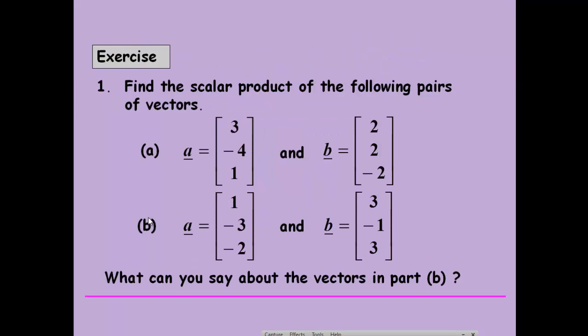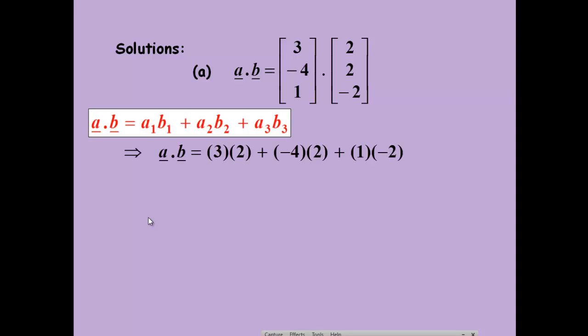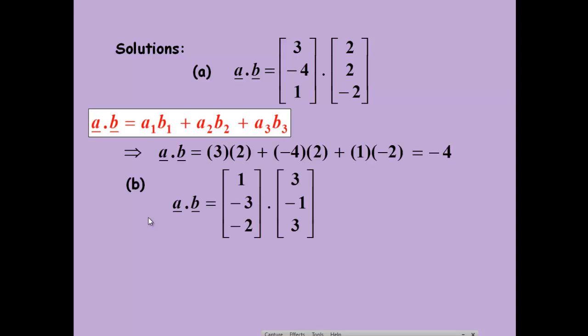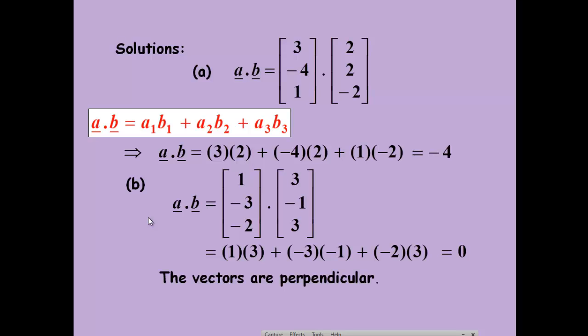Right, to finish off then, have a quick go at this question here. Should be able to do all of this really. If not, perhaps you need to go back over it. So we multiply out. We do get 0 in part B, so that tells us that the vectors are perpendicular.